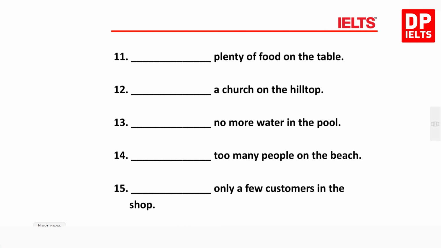Dash too many people on the beach. நிறைய பேர் பீச்சில் இருக்காங்க. Very simple. There are too many people on the beach. Dash only a few customers in the shop. சில customers மட்டும்தான் இருக்கிறாங்க கடையில். There are only a few customers. கொஞ்சம், but plural. So there are.